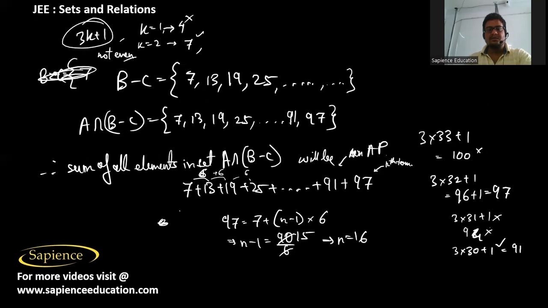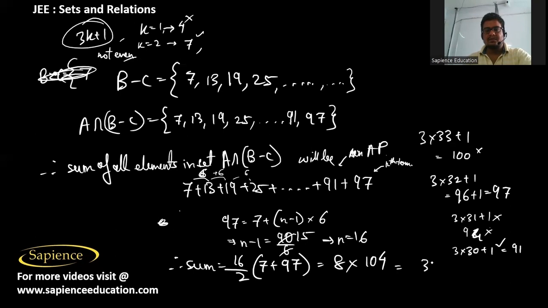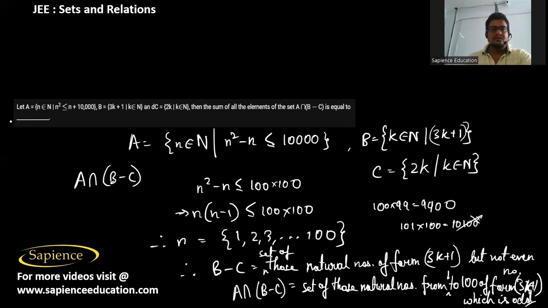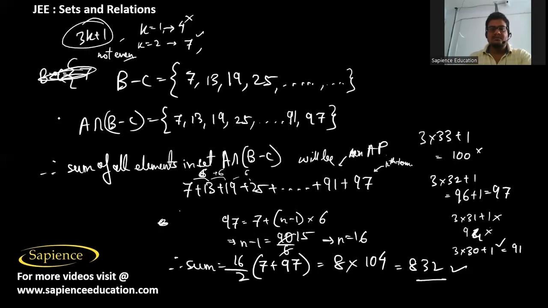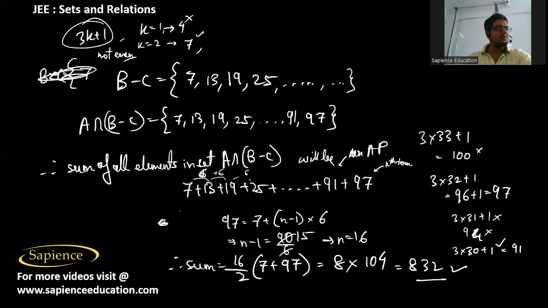So there are 16 numbers here. Therefore the sum will be equal to n by 2 into a plus l, which is 16 by 2 into 7 plus 97. So it will be 8 into 104. 8 fours are 32, 8 ones are 8, so that is 832. So 832 is the answer.